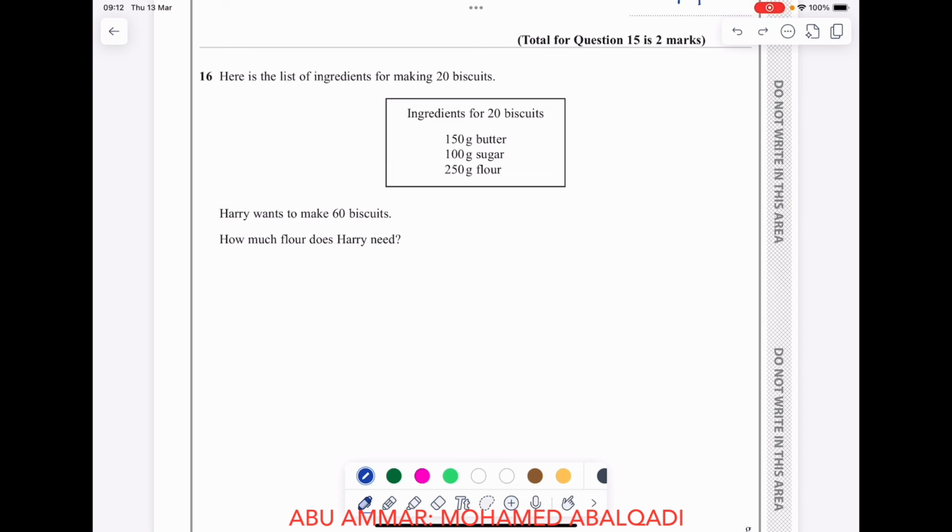Our next question is question 16. In question 16, we have a list of ingredients for making 20 biscuits. We are told Harry wants to make 60 biscuits, and the question is how much flour does Harry need? From our list of ingredients, to make 20 biscuits, Harry will need 250 grams of flour. How much flour will Harry need to make 60 biscuits? From common sense, we know to make 60 biscuits, Harry will need more flour.